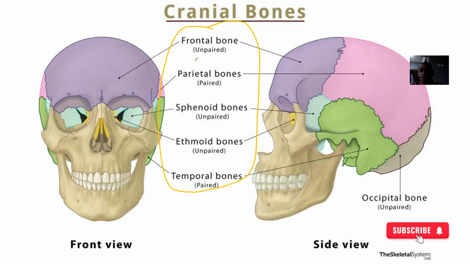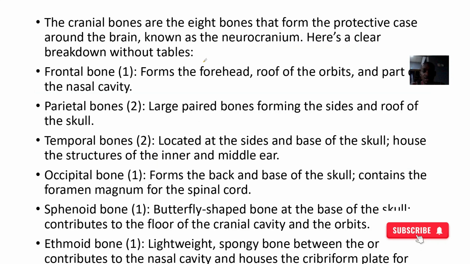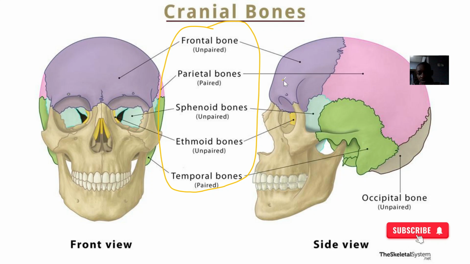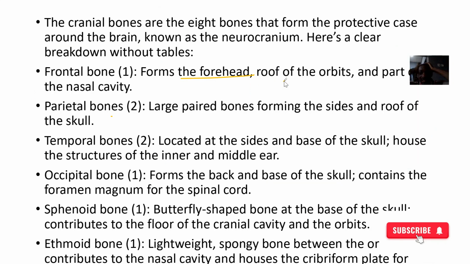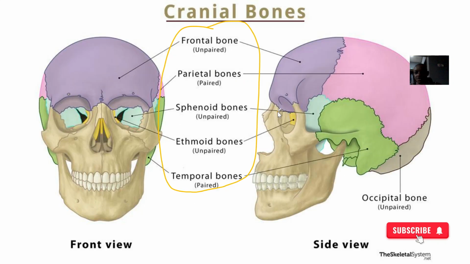So we have the frontal bone. That's the frontal bone. It forms the forehead and the roof of the orbit, and also part of the nasal cavity. We have the parietal bone. The parietal bone is at the side. So you have one at this side, one at this side. It's paired. It's a large bone. It forms the side and the roof of the skull.